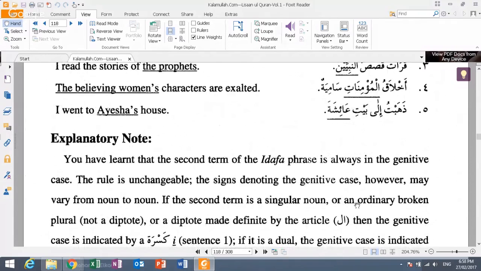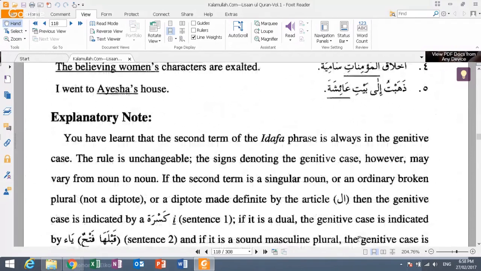Understand? Under control? Good. You have learned that the second term of the above phrase is always in the genitive case. So mudaf ilayh is always in the genitive case, jarri case. The rule is unchangeable. The signs denoting the genitive case, however, may vary from noun to noun.